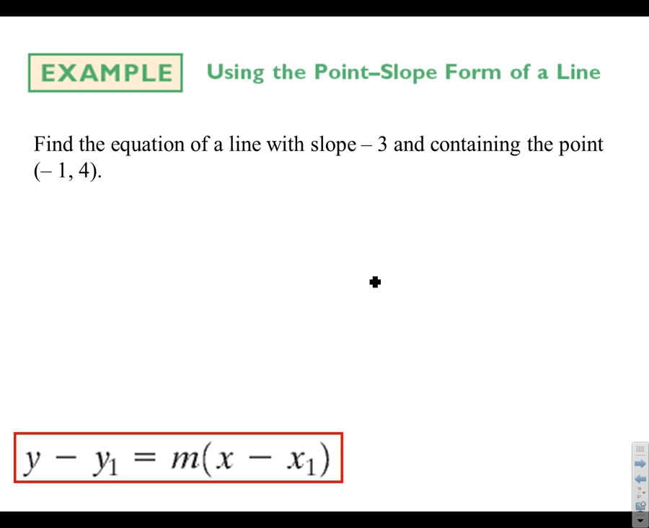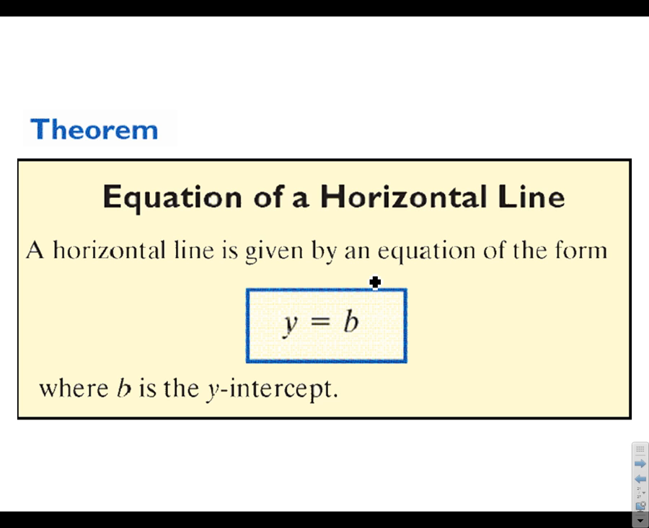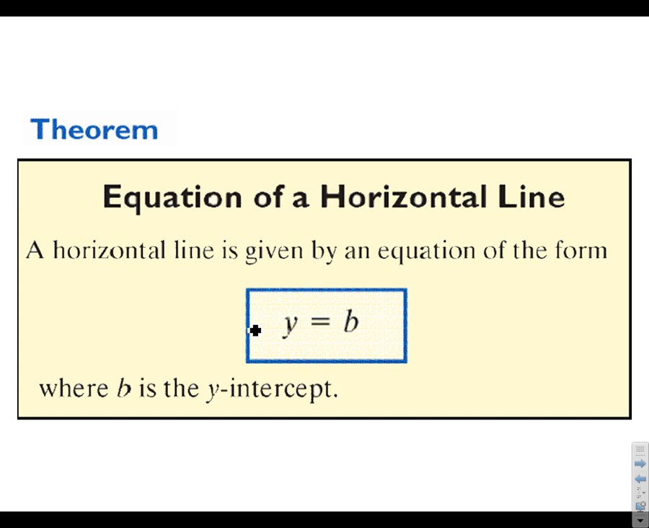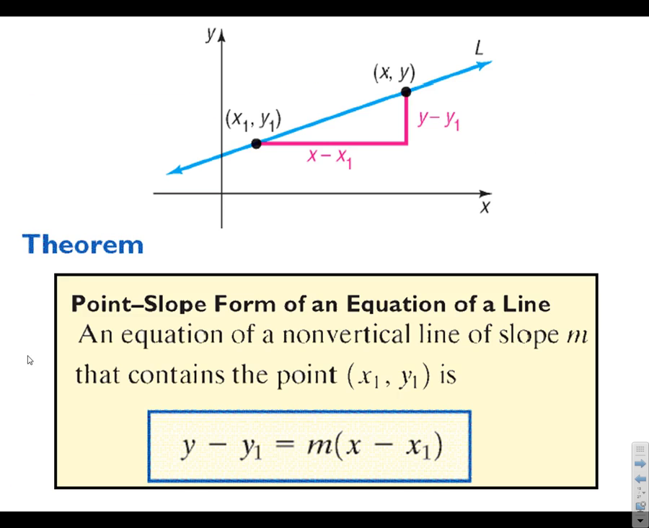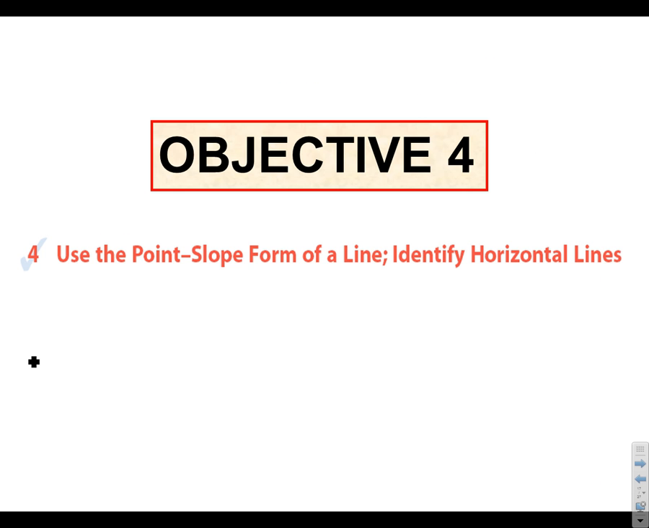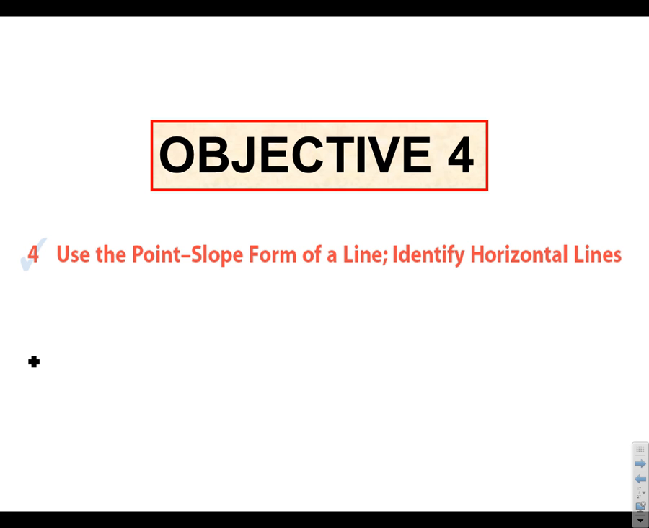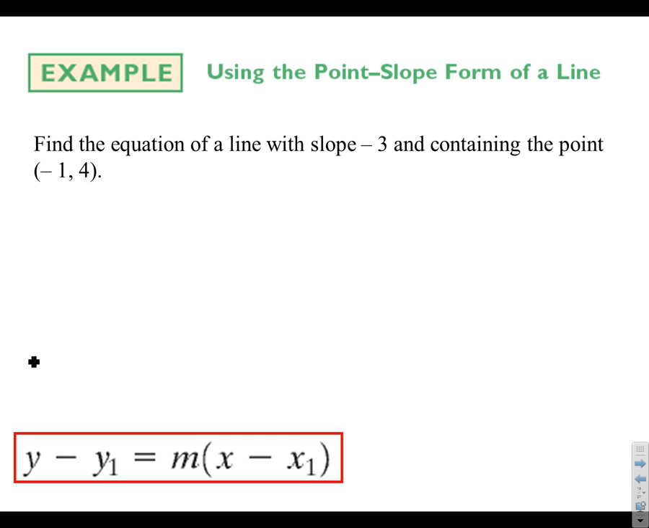Okay? Now, let me skip ahead real quick. I want to make sure we see that for the horizontal lines as well. Y equals b. If we have a line like this, we're going to be horizontal. So x equals a, your vertical. Y equals b, your horizontal. Okay, let's see. How far did I skip ahead? There we go. Use point slope form of a line, and identify horizontal lines.